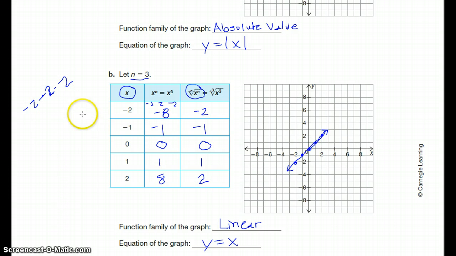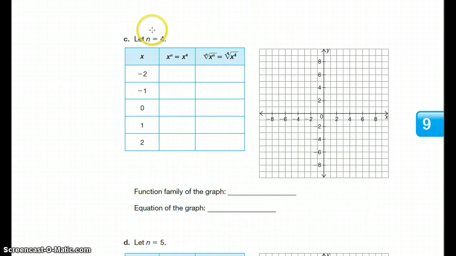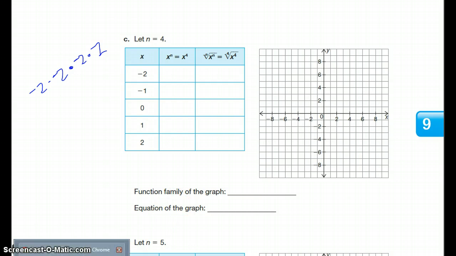On the next page, when you look at questions C and D, you're doing the 4th root and the 5th root, so you're going to have to multiply that number times itself 4 times and figure out that value. And if it's a 5th root, then you'd have to do 5 times. So pause the video and try C and D.